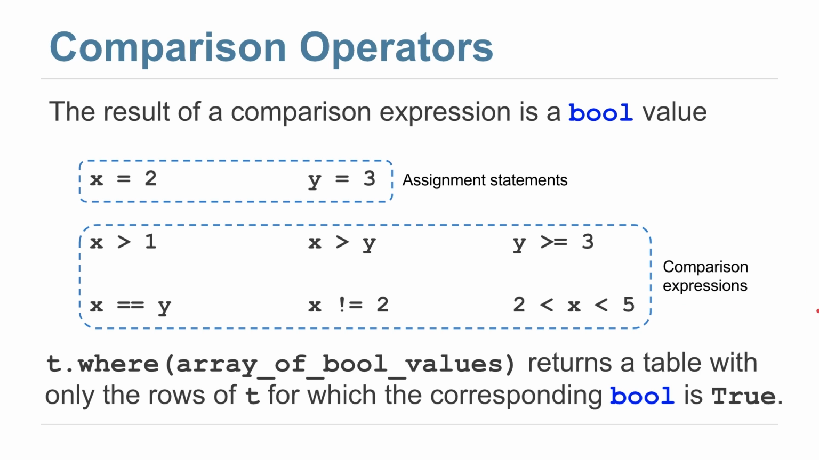Okay, when you use t.where, you're welcome to give it 2 arguments, the label of a column and some comparison like r.equal_to. Or you can pass an array of bool values, an array of trues or falses, and what you'll get back is a table with only the rows of t for which the corresponding bool is true. Let's take a look at how we'll use this.